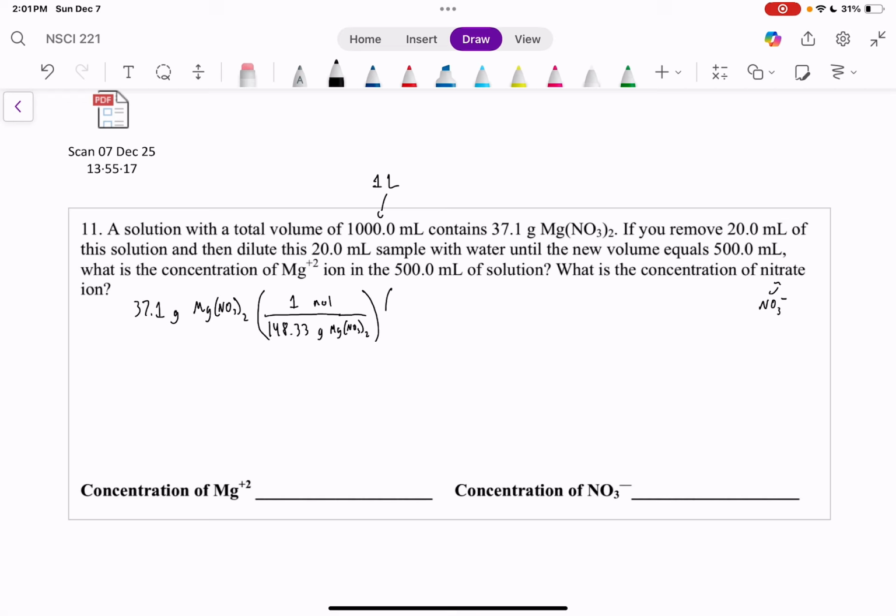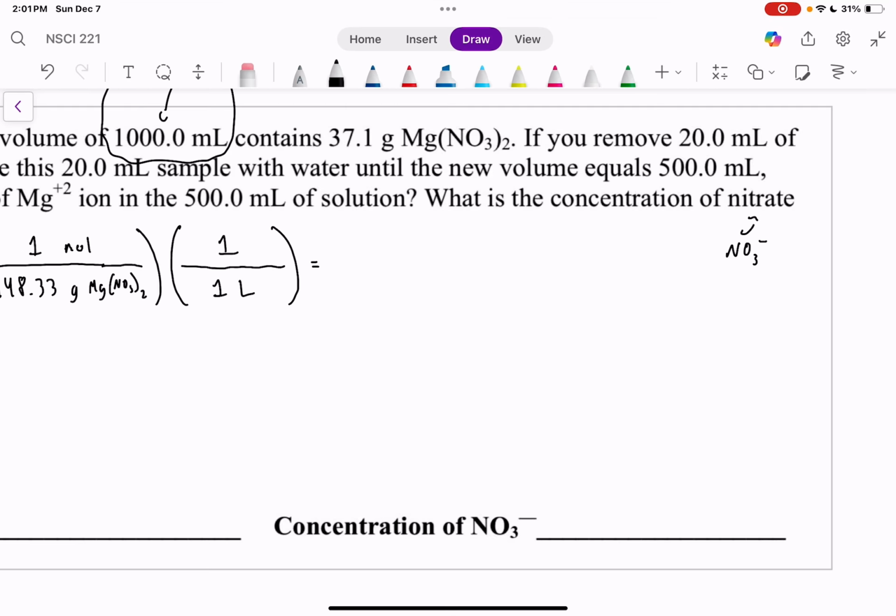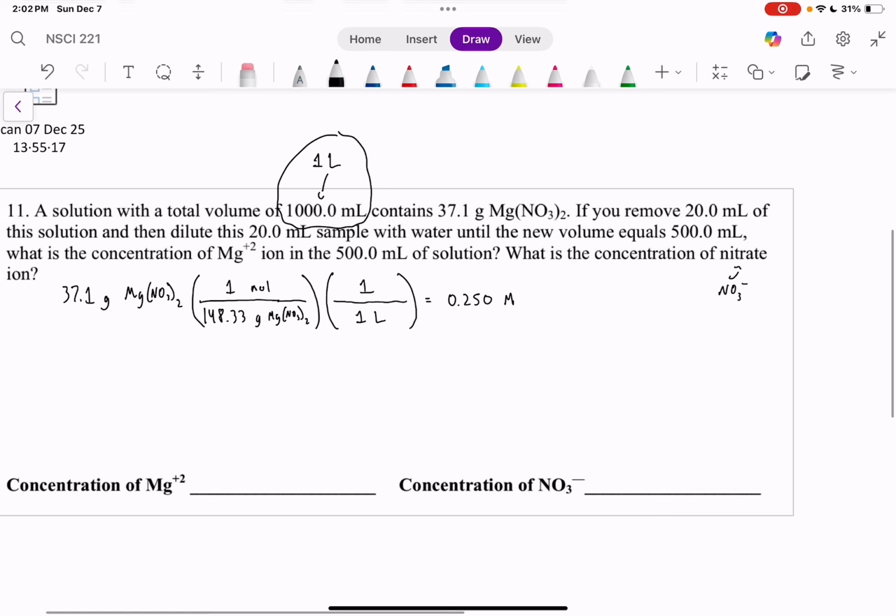And then to figure out the concentration, in terms of the molarity, I can just say 1 here and then divide this by the volume, which we know is just 1 liter, because 1,000 milliliters is just 1 liter. So if I do this math, this gives me 0.250 molar. That is the original concentration of the solution before we've done any adjustments to it at all.